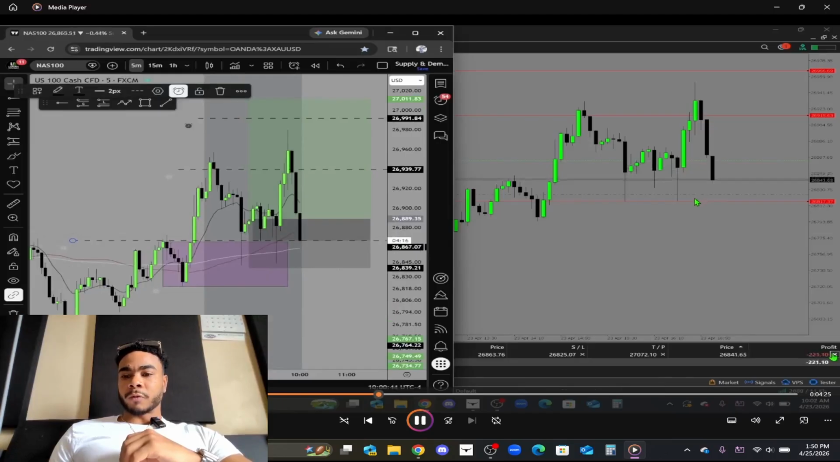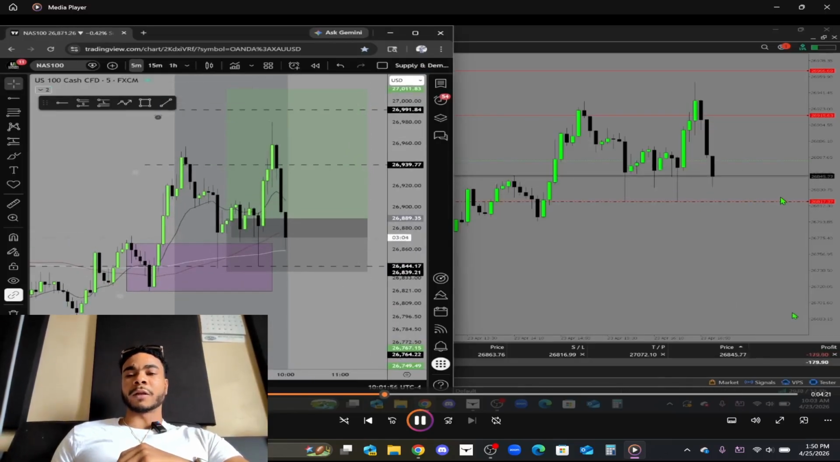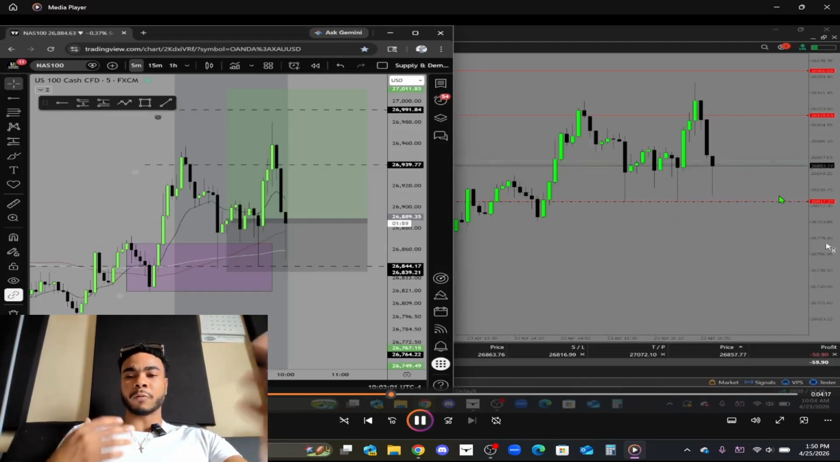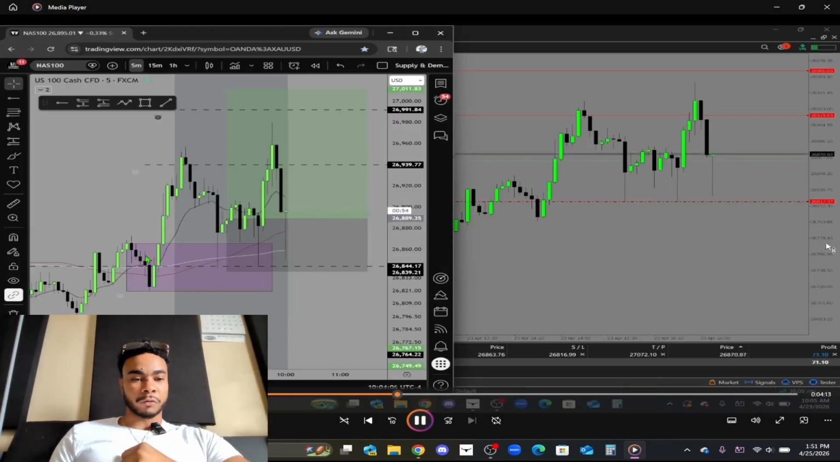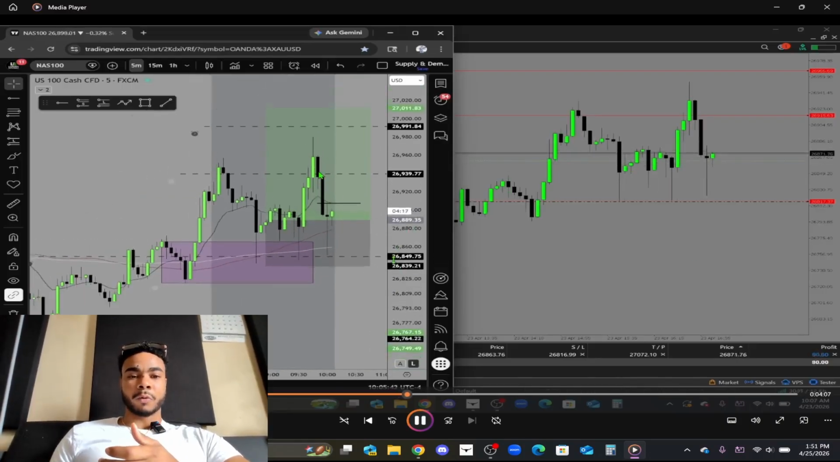And just waited, because at the end of the day, either my analysis was correct and price was gonna play in my favor, or it wasn't. Or price is gonna break the zone, this purple box is gonna break the zone, and the trade is gonna be invalid, right?